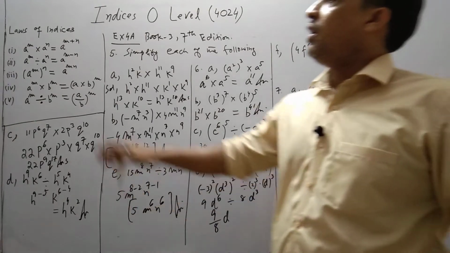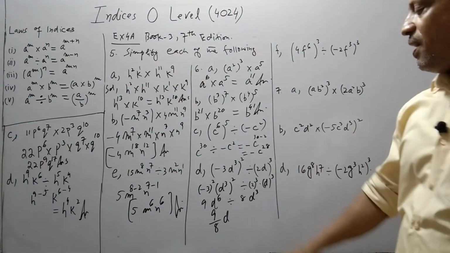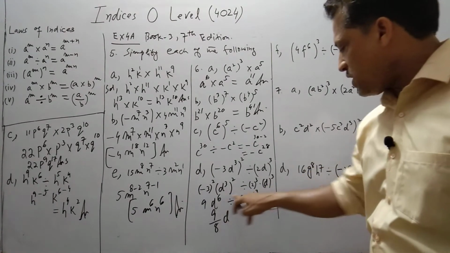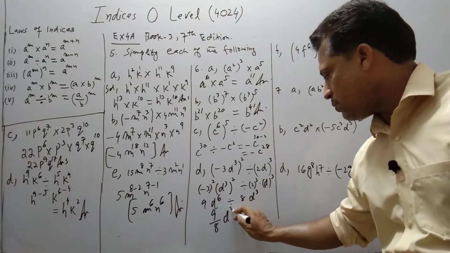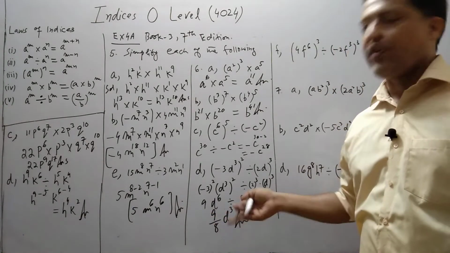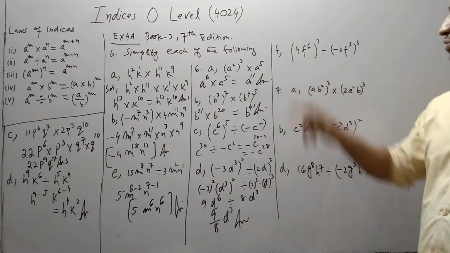Apply the second law. If we have the same bases, we just subtract both the powers. The power of d is 6 in this case in the numerator, and the power of d is 3 in the denominator. So 6 minus 3 is 3. So our final answer is 9 upon 8 d cubed. I hope you understand.